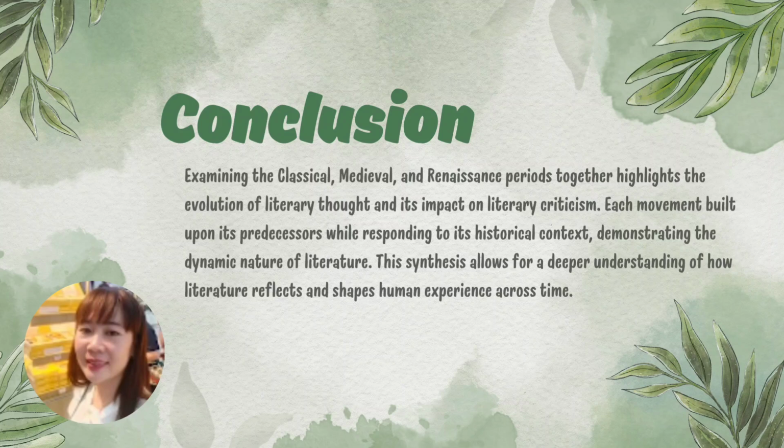To sum up, by comparing the classical, medieval, and Renaissance literary movements, we gain a deeper appreciation for how literature reflects the intellectual and cultural shifts of society. Each movement built upon its predecessors while responding to its historical context, demonstrating the dynamic and evolving nature of literary thought. The classical period laid the groundwork for literary forms and criticism. The medieval era infused literature with moral and religious depth, and the Renaissance revitalized artistic expression by focusing on humanism and individuality. Together, these movements have shaped the trajectory of literature, and their influences continue to resonate in contemporary works.